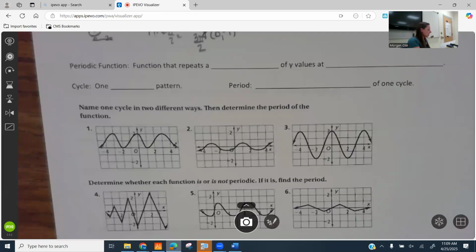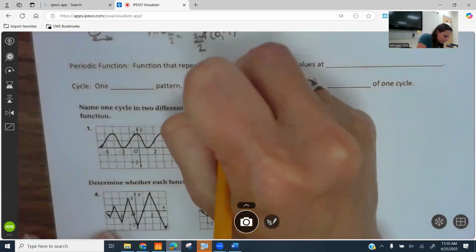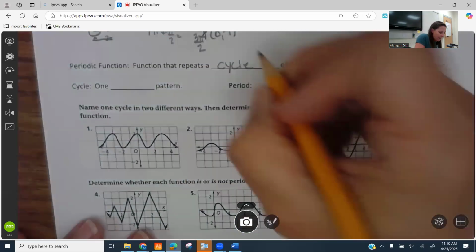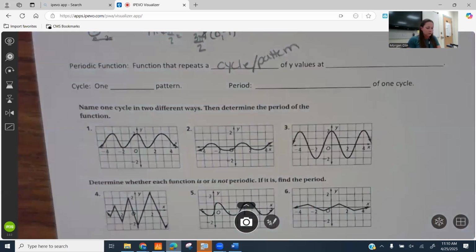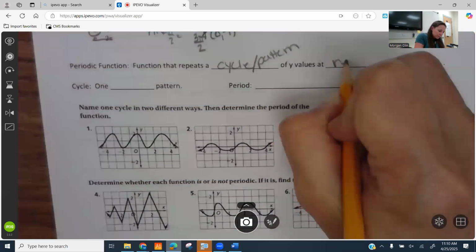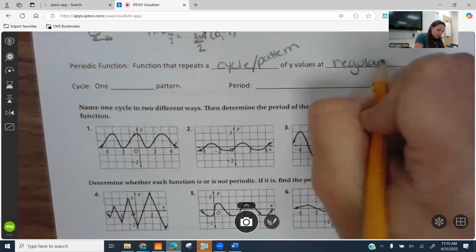Okay, a periodic function, it's a function that repeats a cycle, all right, hold on, we're going to fill these in, that repeats a cycle or a pattern, either way you want to put it, of y values at regular intervals.